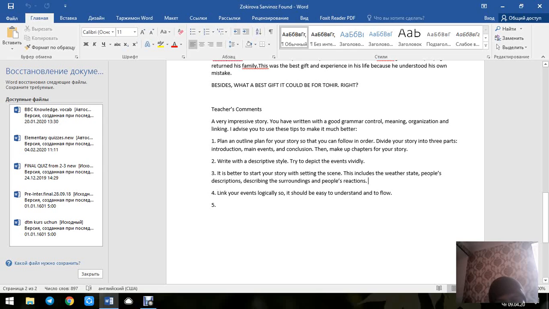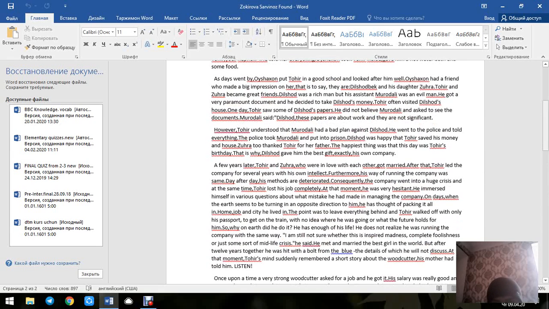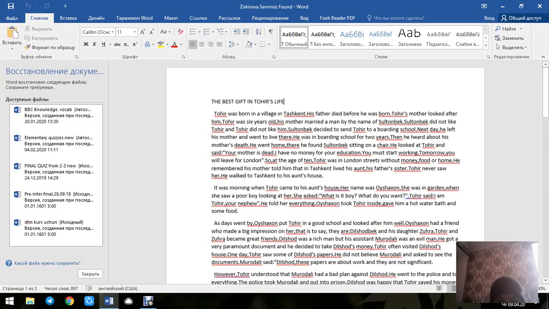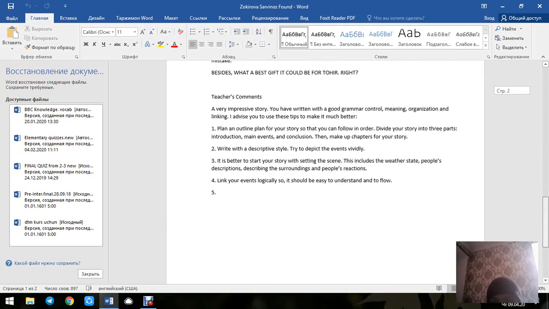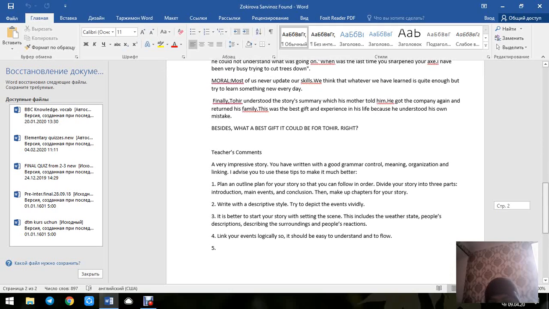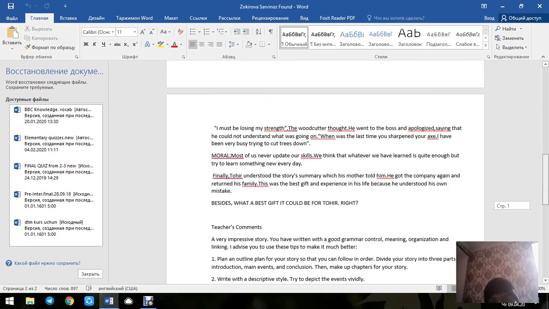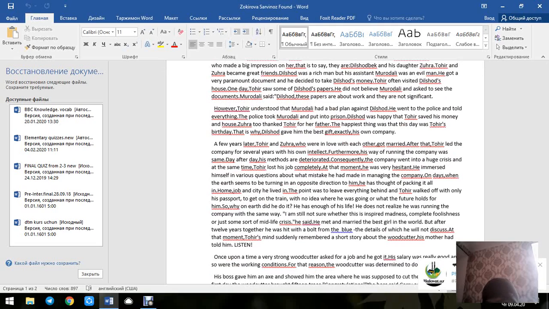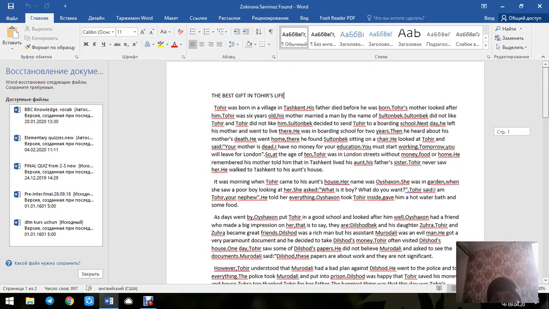Now the tip number 4: link your events logically. It should be easy to understand and to flow. Of course, your events and sentences should be logically linked, because if they are not, it will be somehow difficult for us to understand what your main idea is. So in conclusion, for today and for now, these are the 4 tips for you, and the story here comes.